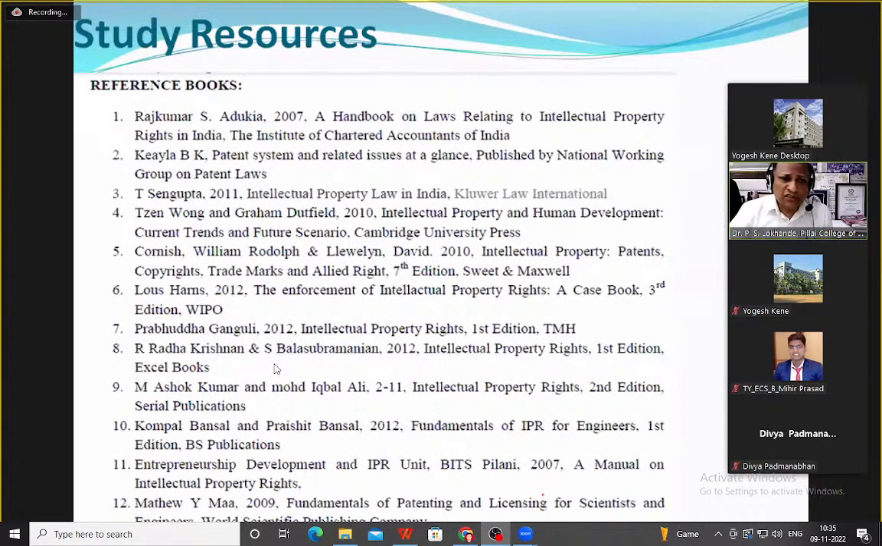The study resources, an ample number of study resources are available, which are given in the reference book. Even various courses are conducted by NPTEL on patents, how to search the patent, how to draft the patent, how to file the patent, and all basics about the patent. There is a course available in NPTEL.